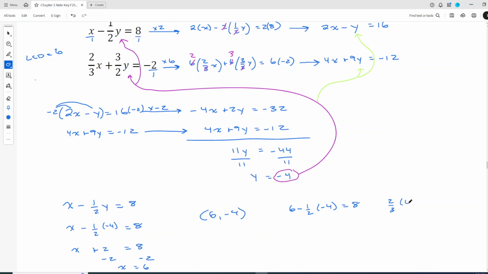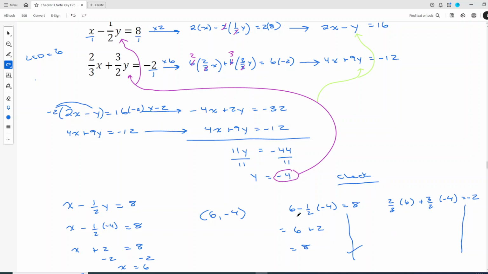2/3 times 6 plus 3/2 times -4. Does that equal -2? So this is my check. You could plug this into your calculator, 6 minus 1 divided by 2 times -4, or you can do it in your head. This is -1/2 times -4, which we already said was +2. We already knew this one was going to work.